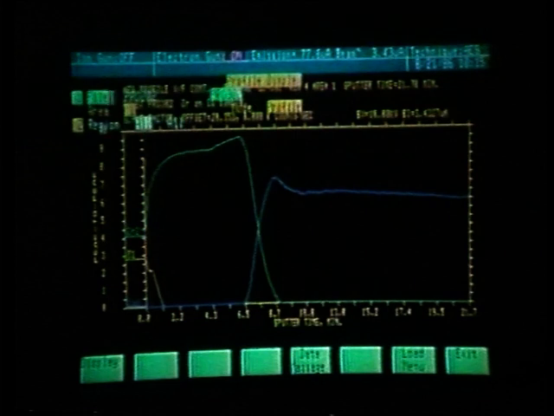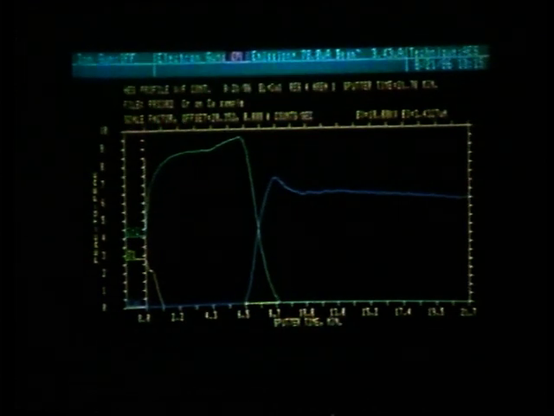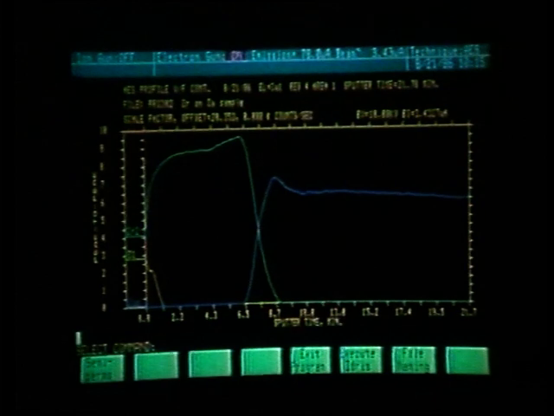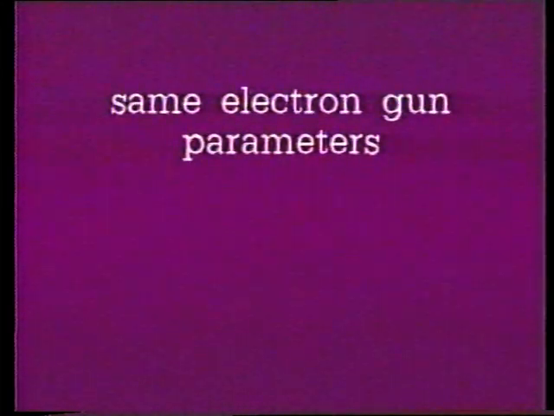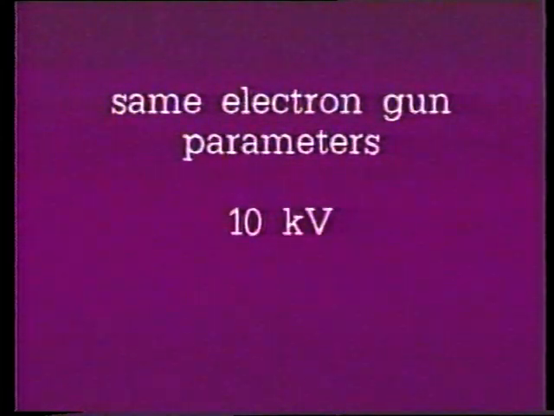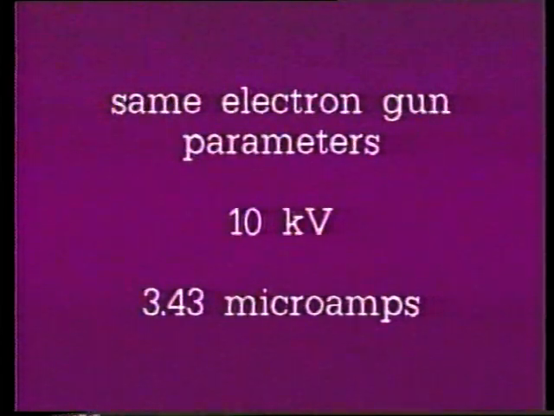So again, what we will do is we will exit from this mode by pressing soft key number 8. We can then clear the screen holding the control key and pressing clear. We have now found another area on the sample that has not been sputtered. We have once again positioned it at the focal point of the analyzer, and we have the same electron gun parameters that we had before, that being 10 kV and 3.43 microamps of current.